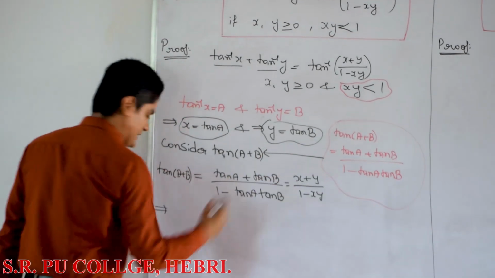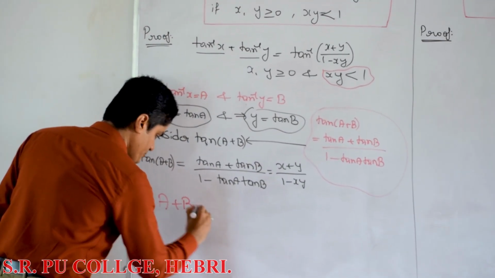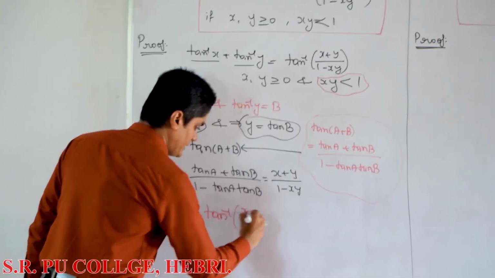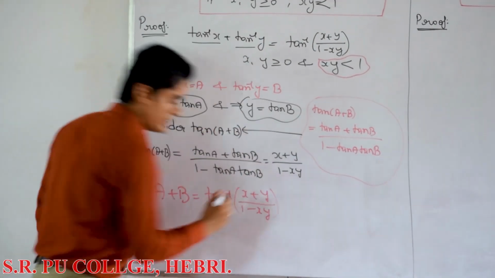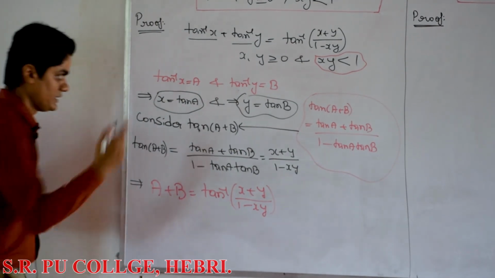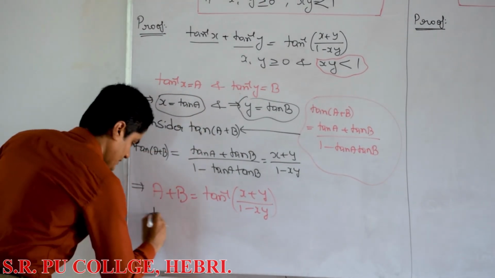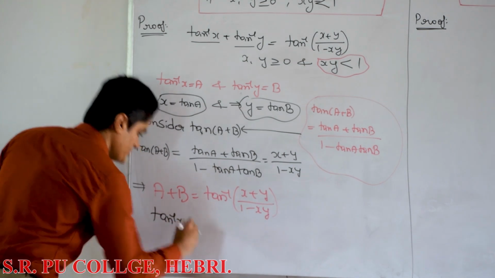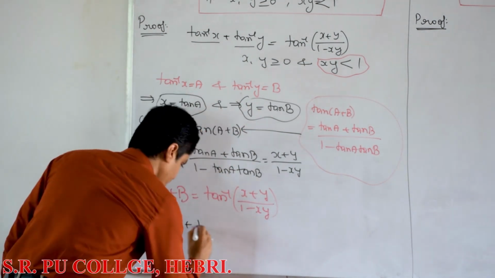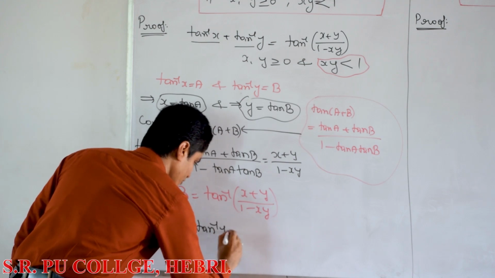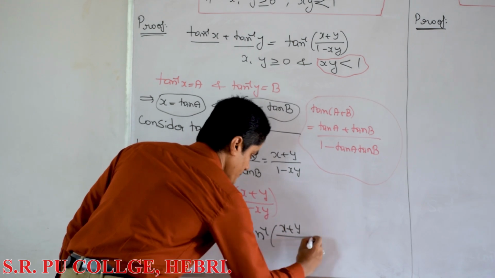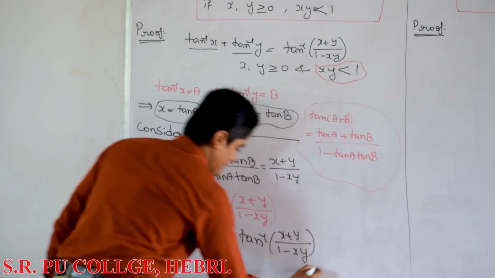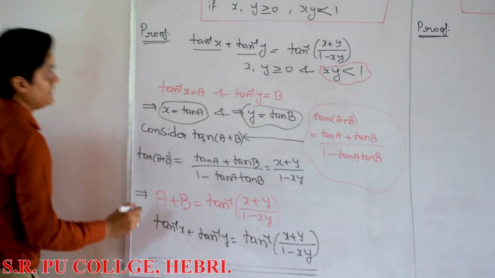Now I'm going to take tan to that side, so it becomes a plus b is equal to tan inverse of (x plus y) divided by (1 minus xy). Now tell me what we should do. Yes, you're right. A is nothing but tan inverse of x. What is b? Tan inverse of y. See, observe carefully here. We got the answer, which is nothing but tan inverse of (x plus y) by (1 minus x into y). So this completes the first result.